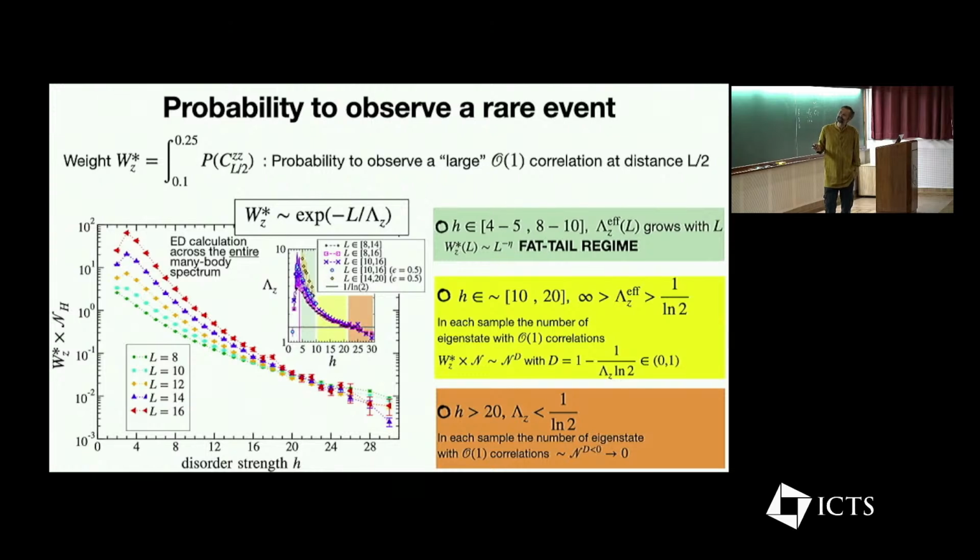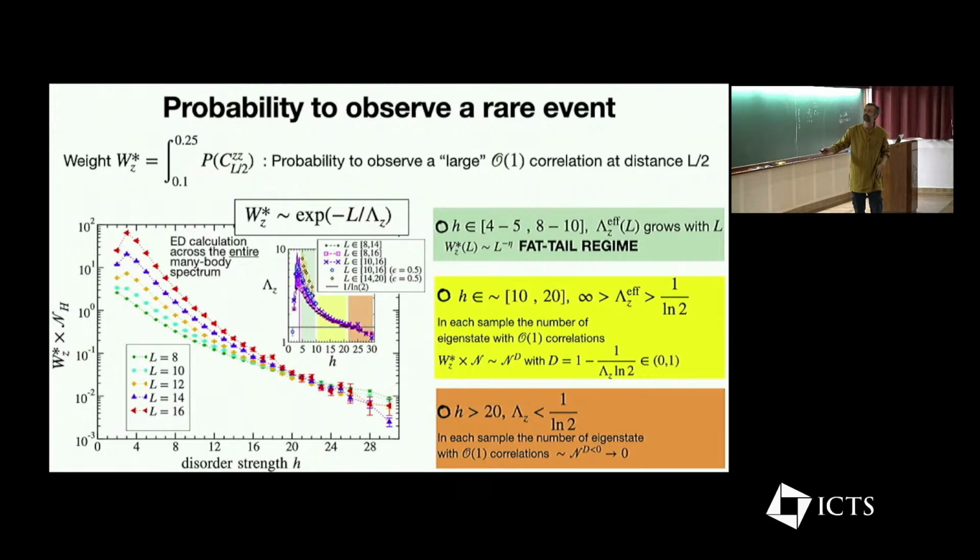This length lambda Z is very big here in this green regime, and it decays, and it only crosses 1 over log 2, which corresponds to the Hilbert space dimension. Hilbert space dimension is 2 to the L, around this disorder 20. So looking at this kind of object, we identify 3 regimes. One, which is our fat tail regime as before, where this psi effective grows with system size, and this is what we see here for different system size.